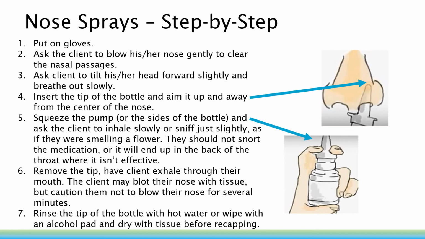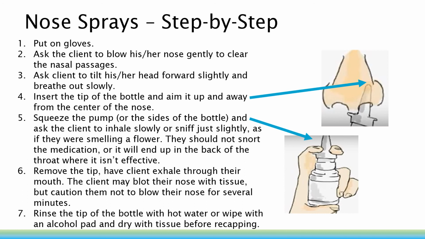Ask the client to tilt his or her head forward slightly and breathe out slowly. Insert the tip of the bottle and aim it up and away from the center of the nose. Squeeze the pump on the sides of the bottle and ask the client to inhale slowly. Or they can just sniff slightly, as if they were smelling a flower. They should not snort the medicine, or it will end up in the back of the throat where it won't be effective.